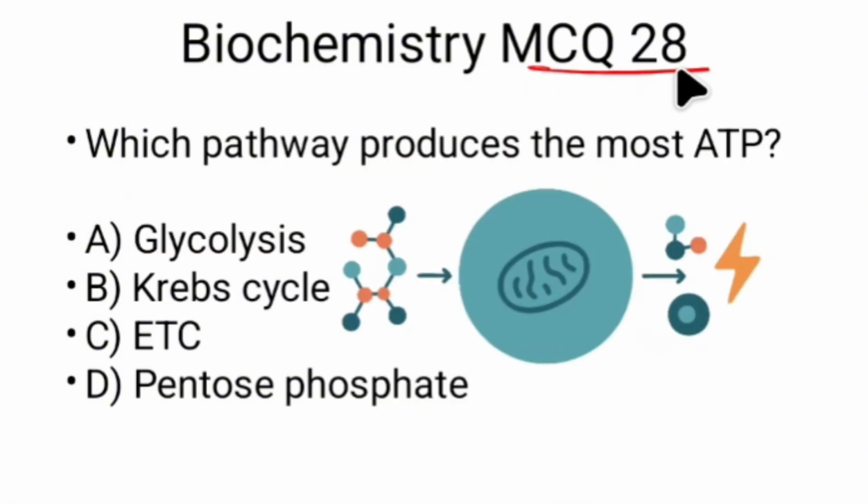Question number 28. Which pathway produces the most ATP? The correct option is C. ETC, electron transport chain, produces most of the ATP during cellular respiration.